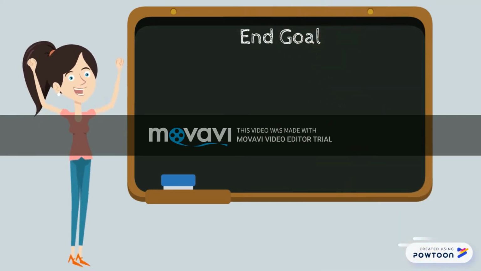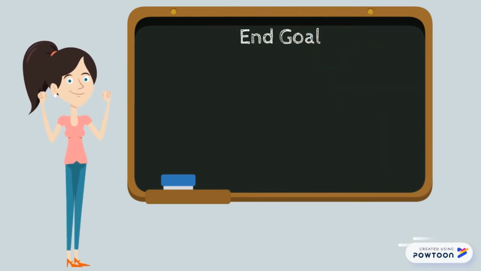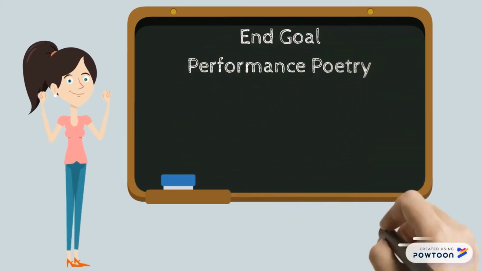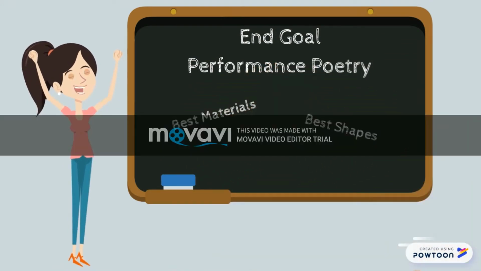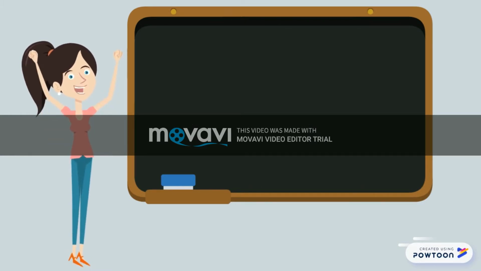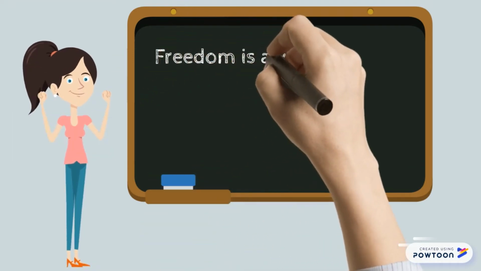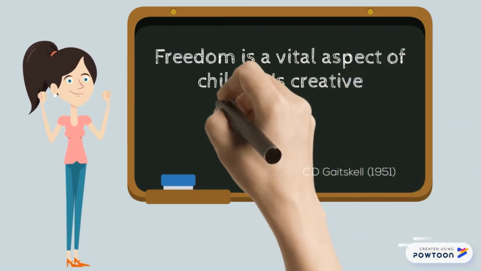By the end of the big cities topic and also the English, maths and science topics, the aim for the children will be to have completed a performance poem instructing the aliens on what the best materials would be to create the buildings in space, as well as what the best shape would be and why, using the properties they have learnt about. The children will be able to choose what medium they would like to use, offering them the freedom which, as suggested by C.D. Gaskell, is a vital part of children's creative development.